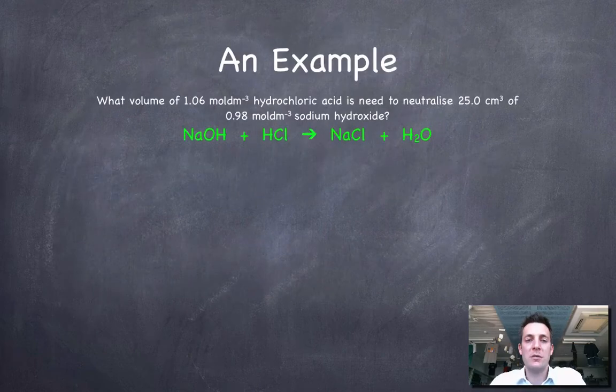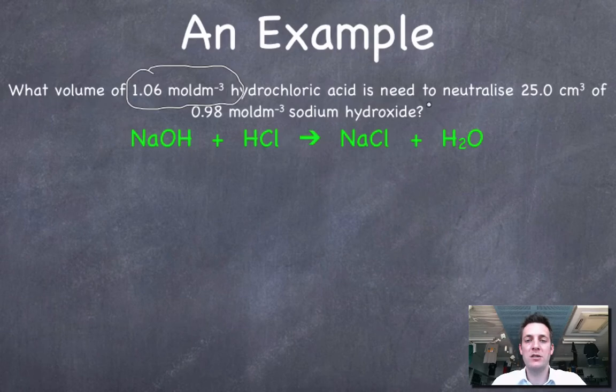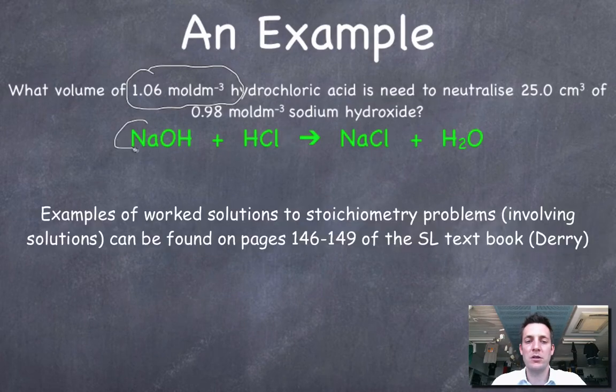Okay, here's our first example. What volume? You might be thinking, oh, gas laws, PV equals nRT, but this is a solution, right? Because we're given a concentration here, 1.06 moles per dm cubed hydrochloric acid. What volume of it, I'm asked, is needed to neutralize 25 centimeters cubed of 0.98 mole per dm cubed sodium hydroxide?